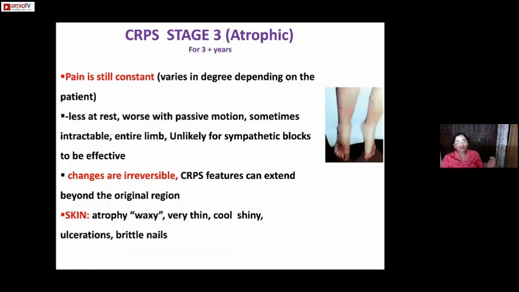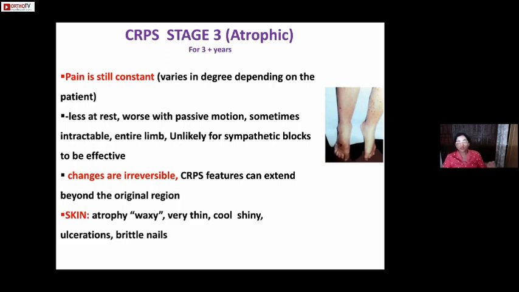So stage 3 is the atrophic stage. It lasts for years, from months to years. Pain is still constant. Sometimes it is variable in degree depending upon the patient. It may be less at rest, worse with passive motion, and sometimes intractable and may involve the entire limb. And in this stage, sympathetic blocks may not work, and changes are somewhat irreversible.